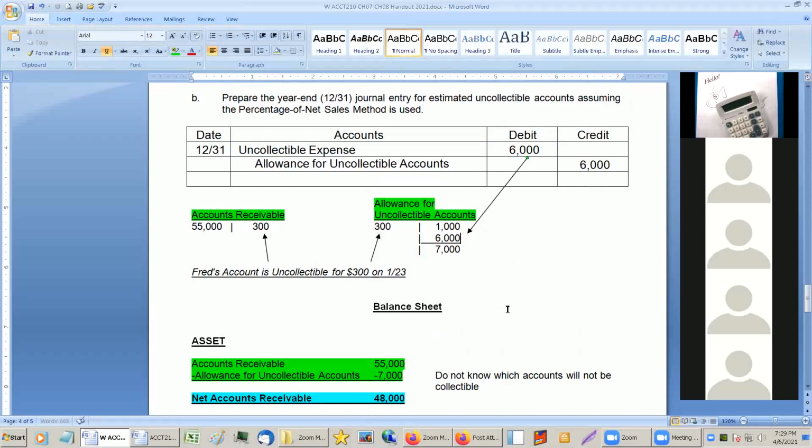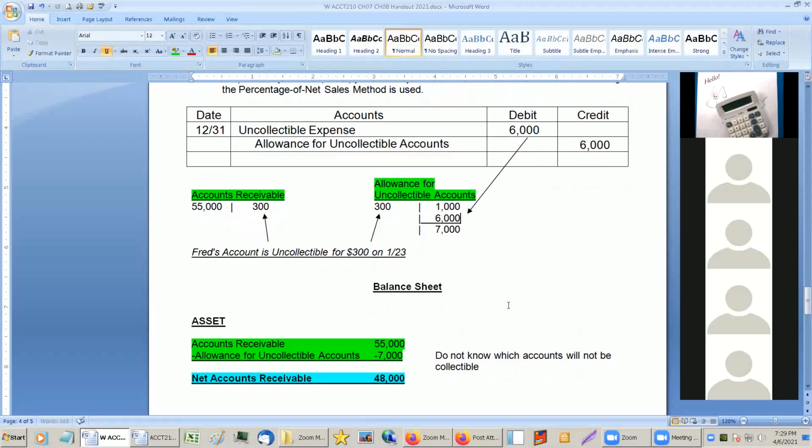So you're not going to expense Fred's account when he can't pay, for whatever reason. It's simply going to be taken out of the allowance in the accounts receivable. Kind of weird in the way it's set up, but this is how it's set up. These are basically just a timing difference. We don't know who is going to go bad, but when they do go bad, we already have this account set up to take care of them.